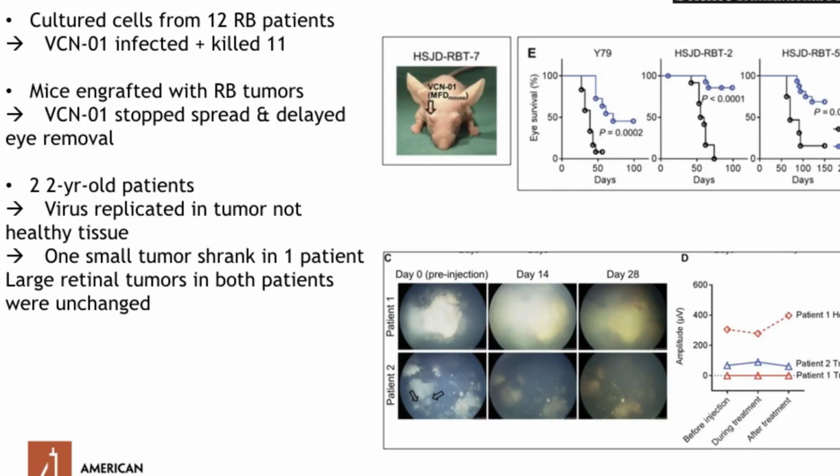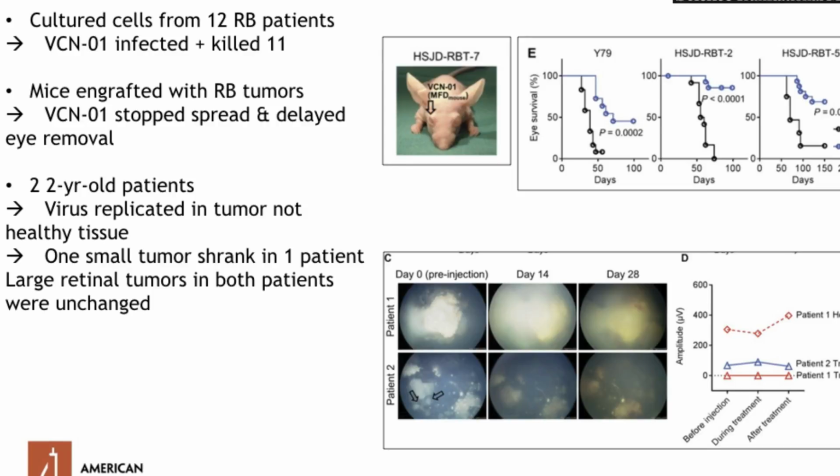And here they injected into the eye, and they saw that the virus replicated in tumor, but not in healthy tissue, which is exactly what one would hope for, so that it's specifically targeting the tumor cells within the eyes of these patients that have the retinoblastoma tumors. They did see that one tumor shrank in one of the 2 patients. These are 2 very young girls. They're 2-year-old girls.